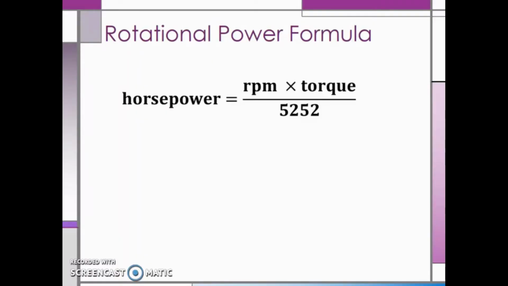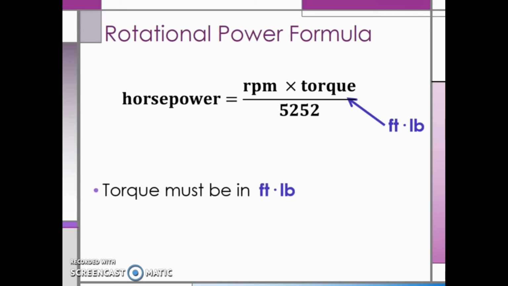In the previous videos, we looked at rotation, linear, and angular speeds. Now we will take a look at the rotational power. Rotational power, or horsepower, is equal to the angular speed in revolutions per minute multiplied by the torque divided by 5,252. Note that the torque must be in foot-pounds.